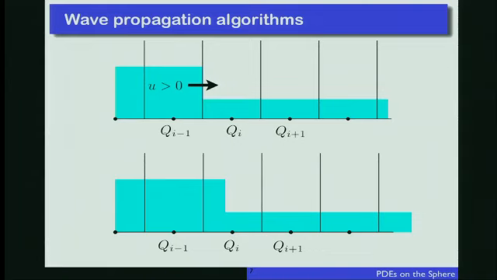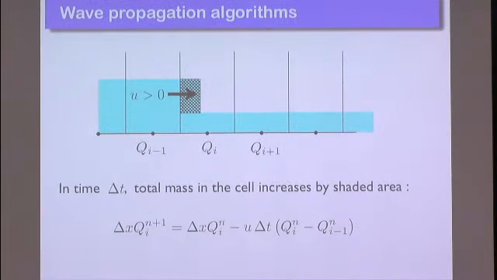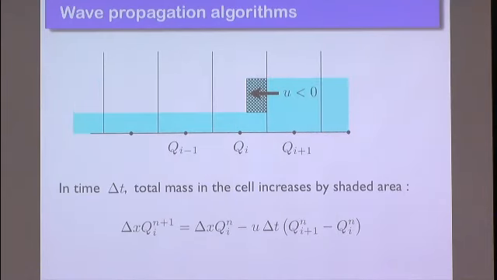We have some kind of advection going left and right, and we call this jump in values between the cell average left and right values a wave. This thing right here, okay? So that's where the wave propagation comes from.